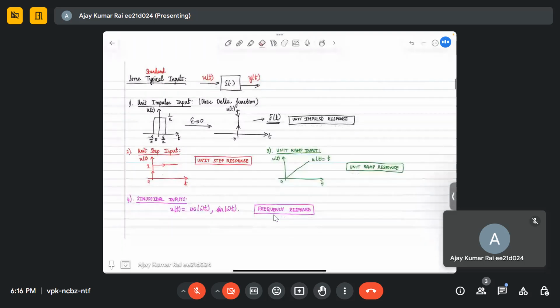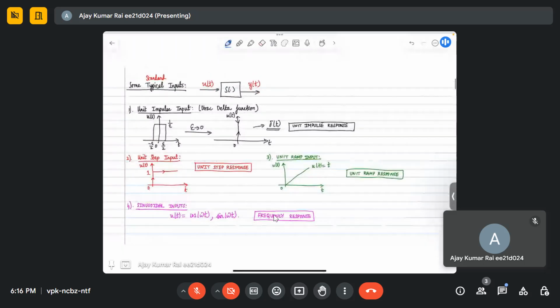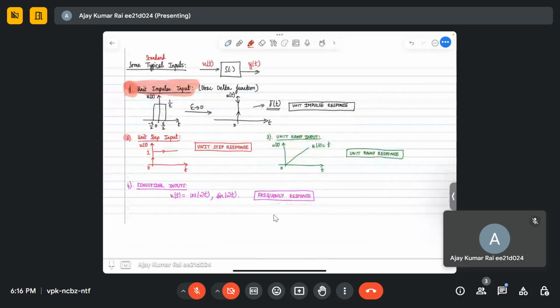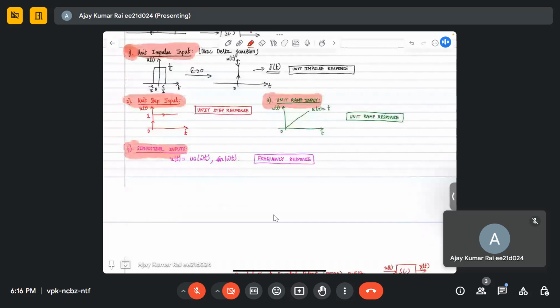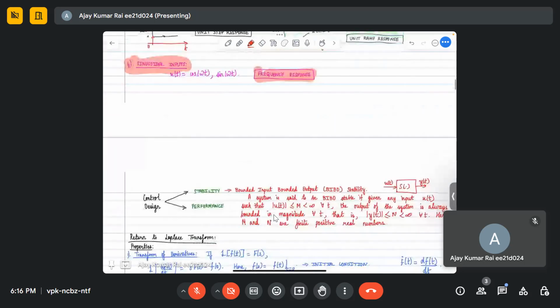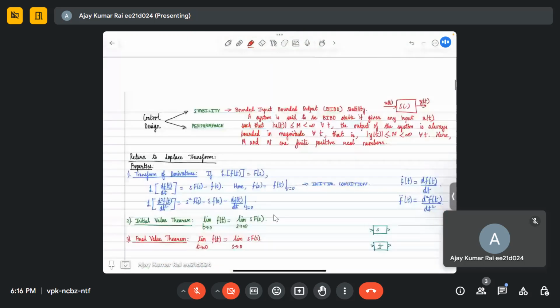There are a few important inputs. First is the unit impulse, the Dirac delta function. Second is the unit step. We are going to cover these extensively in the course. The last category of inputs is sinusoidal inputs, and we are going to see the frequency response of that. And for control system design, stability and performance, we are going to study in more detail in the further weeks.